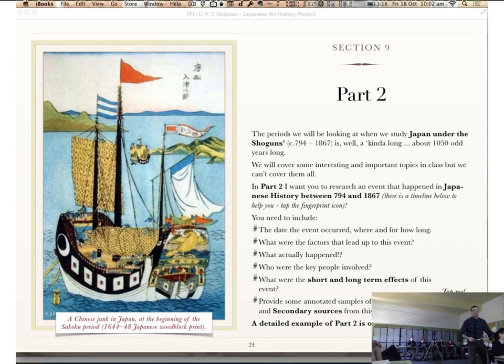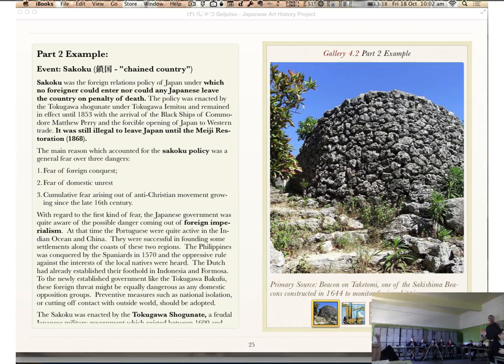Find some annotated samples of primary and secondary sources of this event. Switch across. Here's an example of part two. Done the same thing for you.